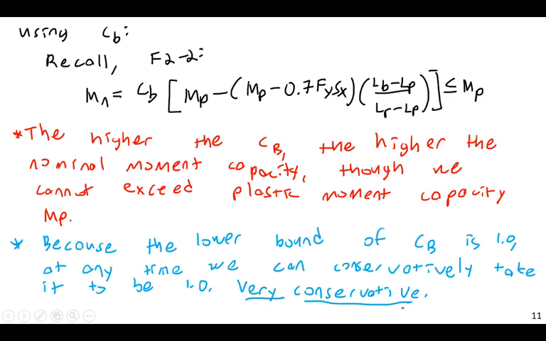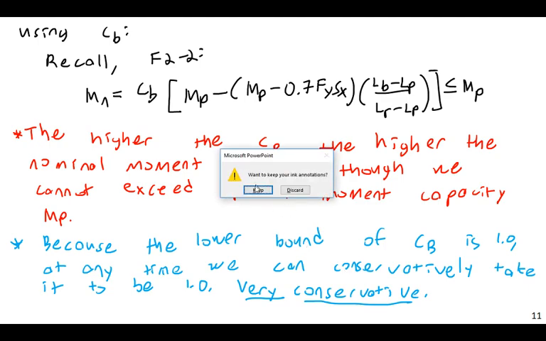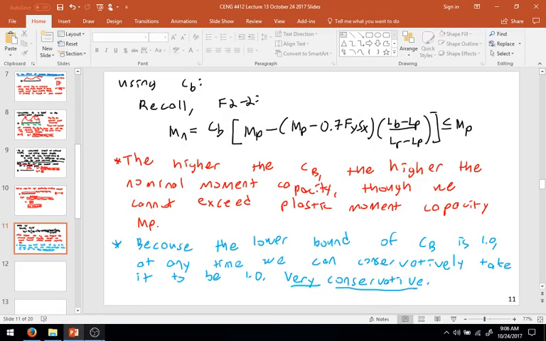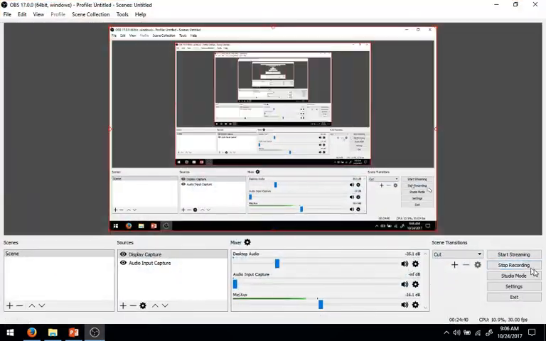Very conservative. All right, but that is the basic idea of using CB, our factor for considering moment distribution in the calculation of lateral torsional buckling capacity. All right, that'll do it for this portion of the lecture, and we will be back.